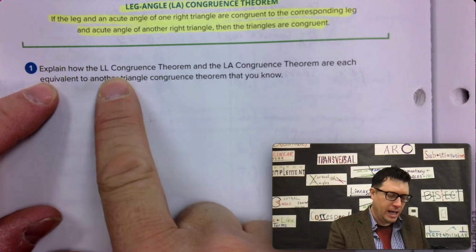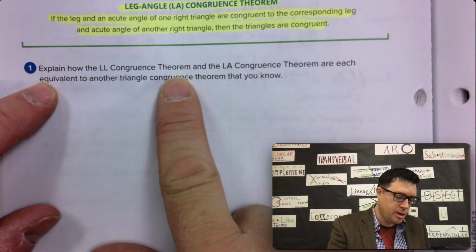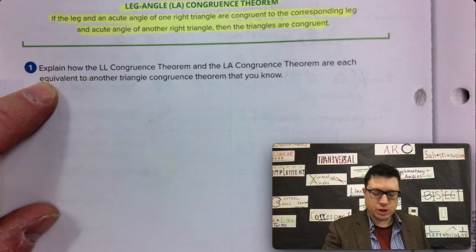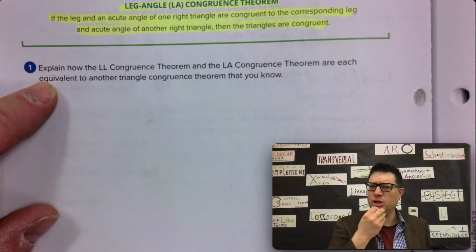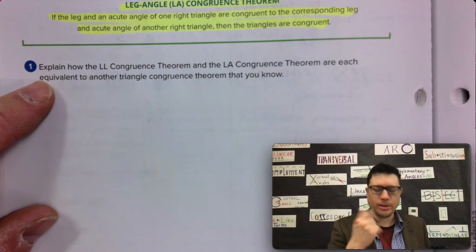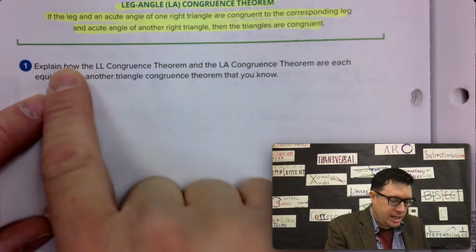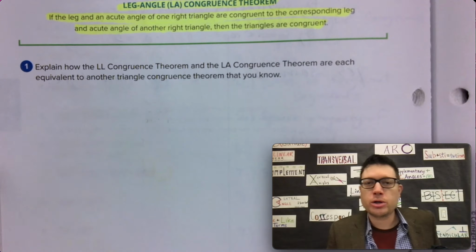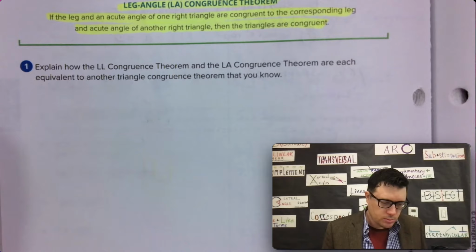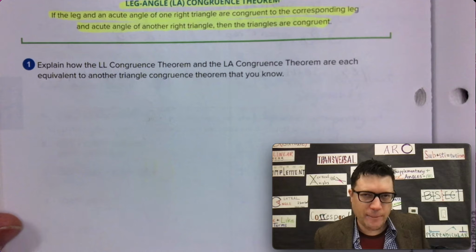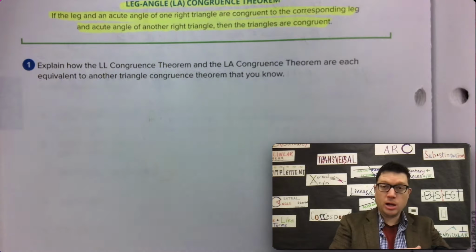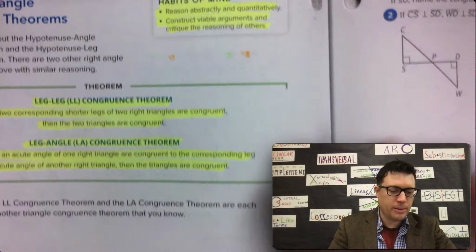Explain how the LL, leg-leg, congruence theorem and the LA, not Los Angeles, leg-angle congruence theorem are each equivalent to another triangle congruence theorem that you know. There were the four that I mentioned in the learning goals, right? Well, let me take you to the end of the book.